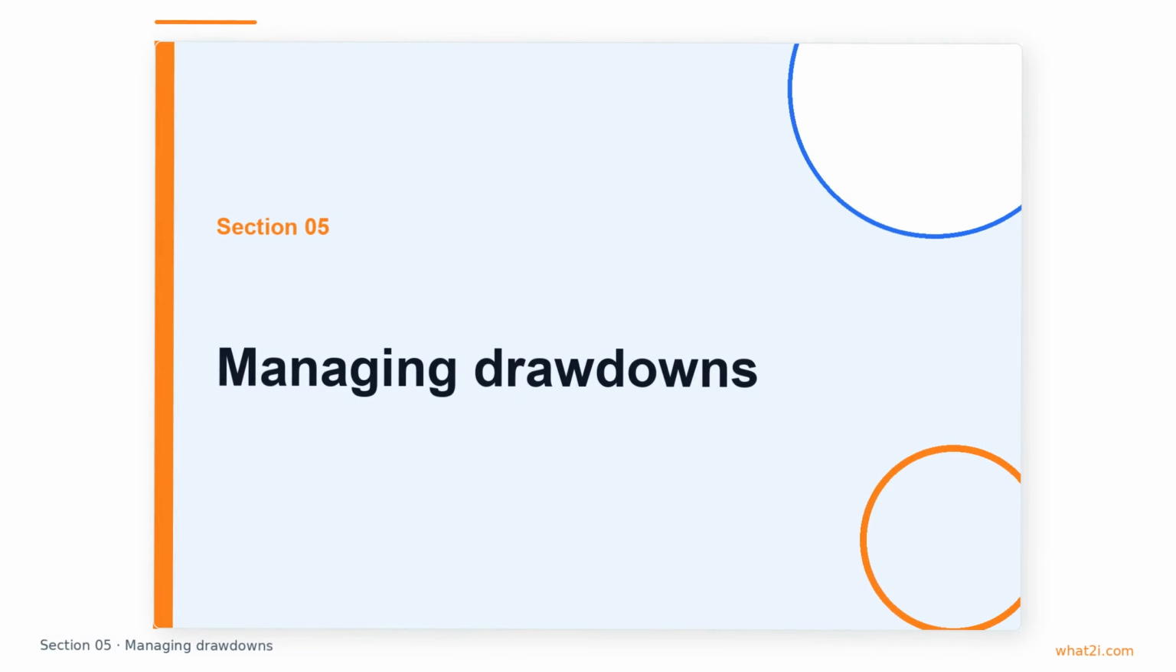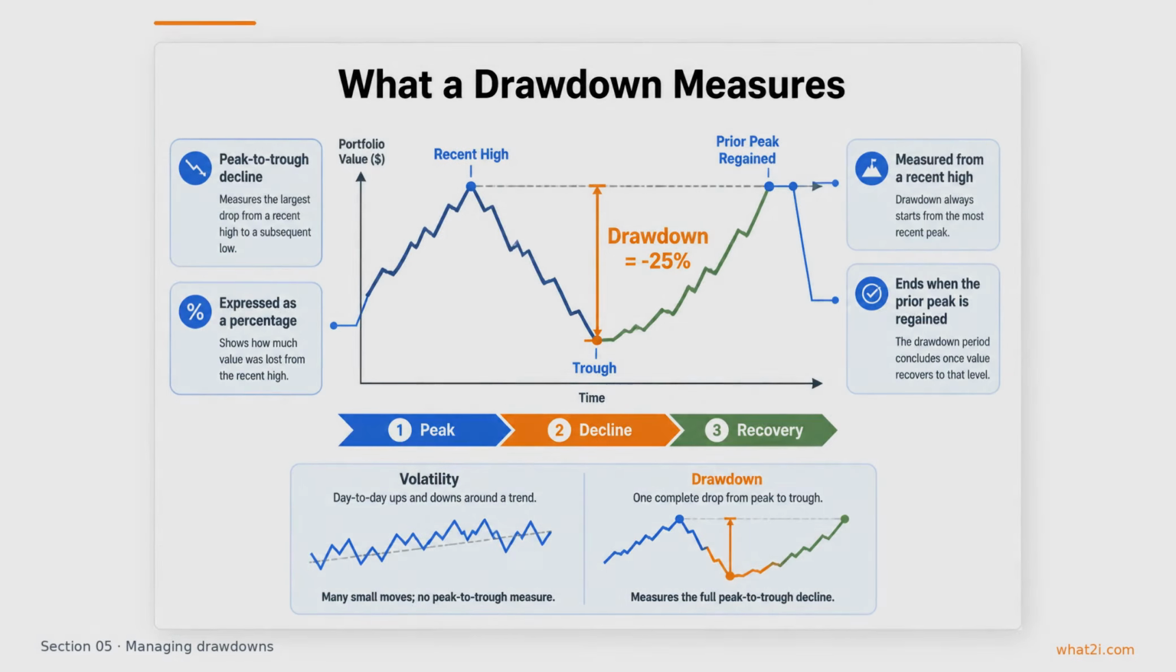Section 5. Managing drawdowns. All of these earlier tools ultimately point toward one practical question. How bad can the decline get before the portfolio recovers? That is what drawdown measures.